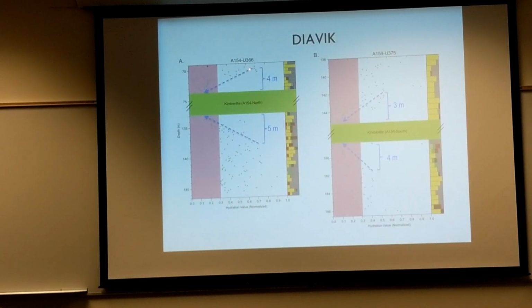So at Diavik, in another hole, you see that this zone here is 4 meters, here it's 5 meters. And another one, 3 and 4. And so what we're seeing in the data is that we can see a background signature, where you have a background amount of hydration, which is probably quite low. You can see that around kimberlites, at a certain distance from kimberlites, you're getting a hydration zone. And then right next to the kimberlite, within 5 meters, you're getting a dehydrated cook zone.